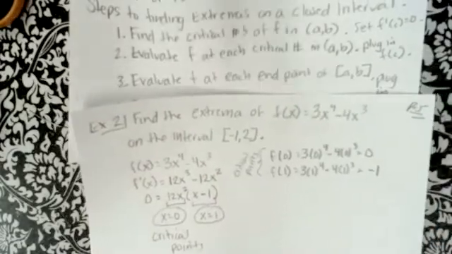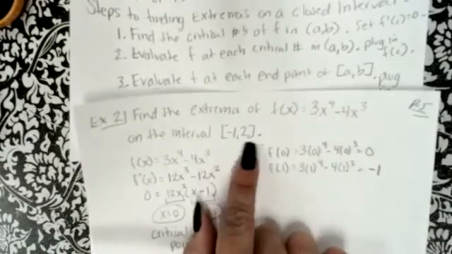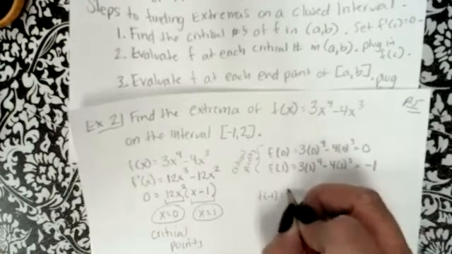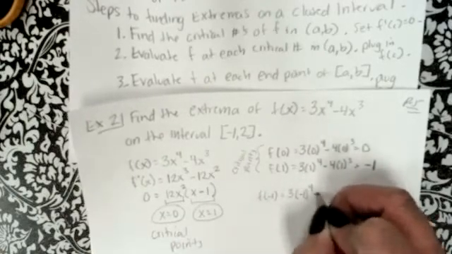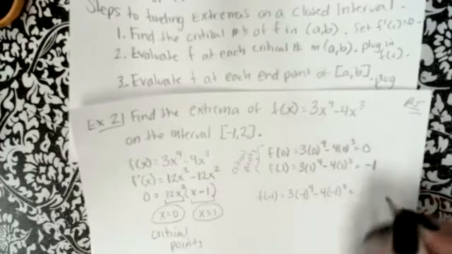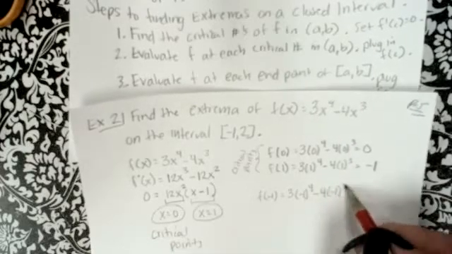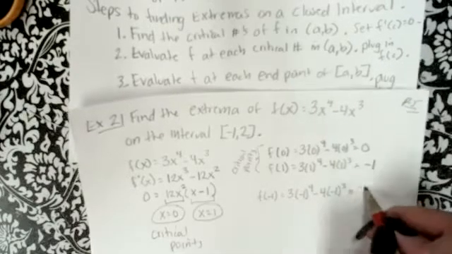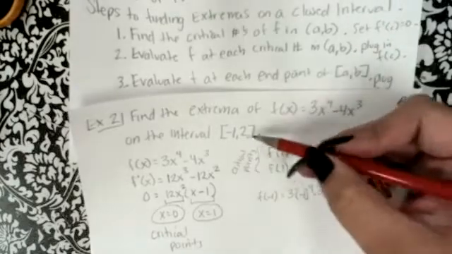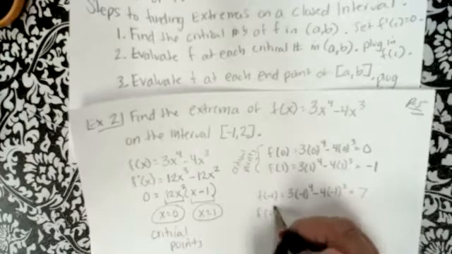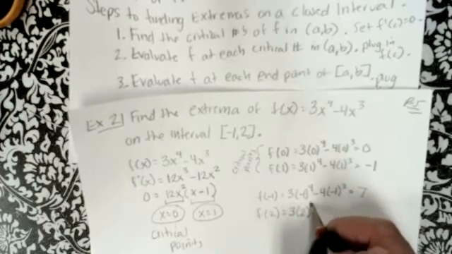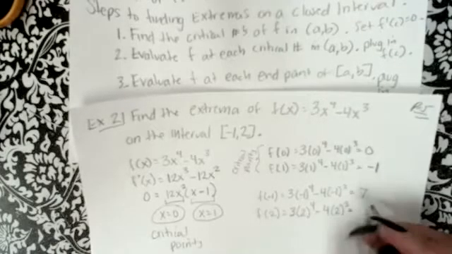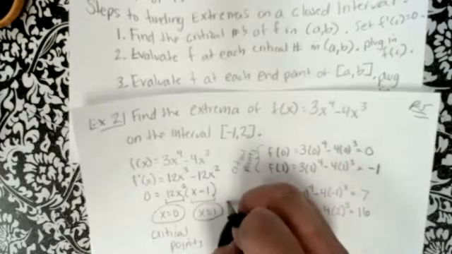Step number 3 says evaluate now at the endpoints. So now I have to plug in a negative 1 and a positive 2. F of negative 1 is 3 times negative 1 to the 4th minus 4 times negative 1 to the 3rd. Negative 1 to the 4th is a 1, and negative 1 cubed is a negative 1, which makes that a positive 4. So when I plug all this in, I get a positive 7. Now I also plug in the endpoint 2: 3 times 2 to the 4th minus 4 times 2 to the 3rd. When I plug all this in, I get a 16. Now these are my endpoints.